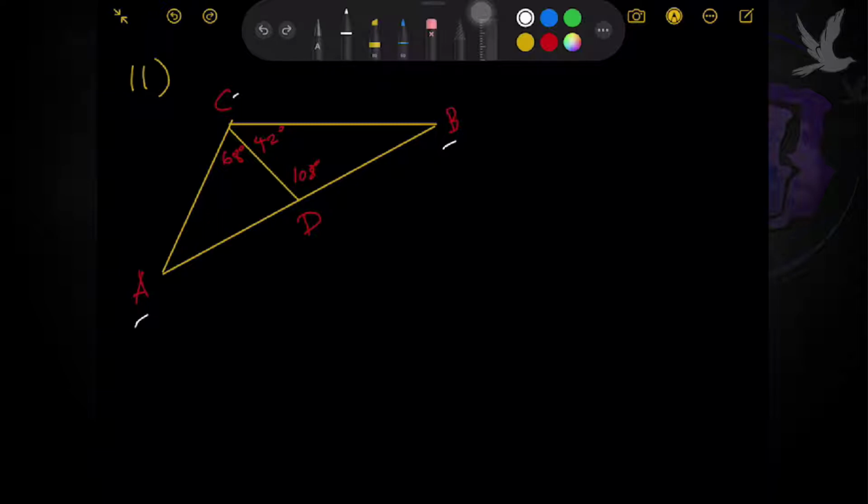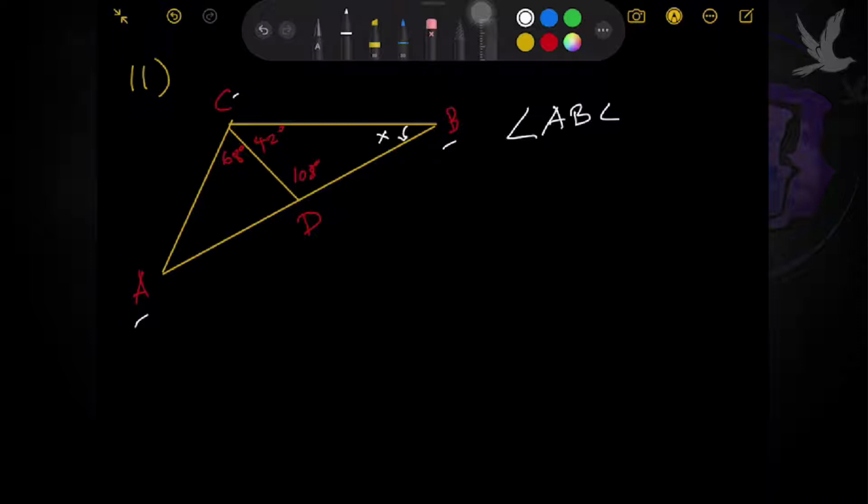Find angle ABC. So, what you're solving for here is angle ABC. Ibig sabihin, you're solving for this part here. So, erase ko lang to and this one. Pati na rin to pala. So, ito yung sinasolve natin. This is what you're solving for.